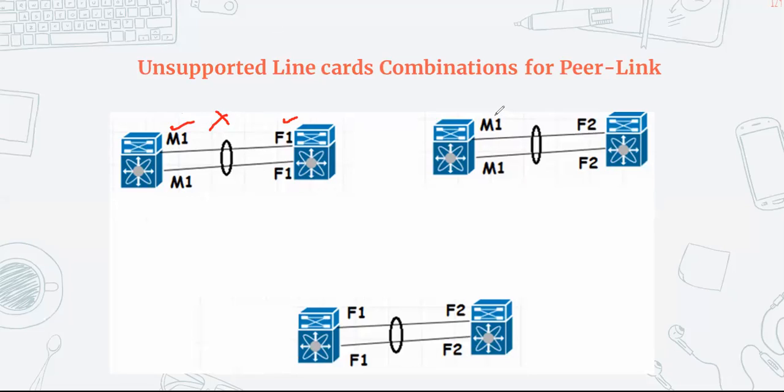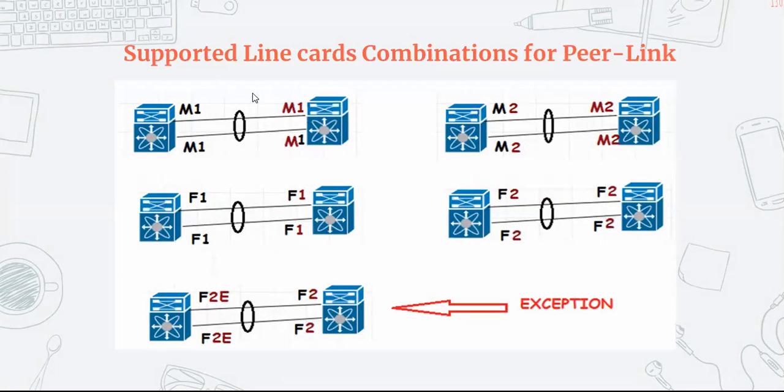Same is the second example. On one side we are using the M1 line cards. On the second peer device we are using the F2, so this is also not supported. In the third example, you can see on one side we are using the F1 line card, on the second switch we are using the F2 line card, so this is also not supported. So we must use the same line cards on both sides.